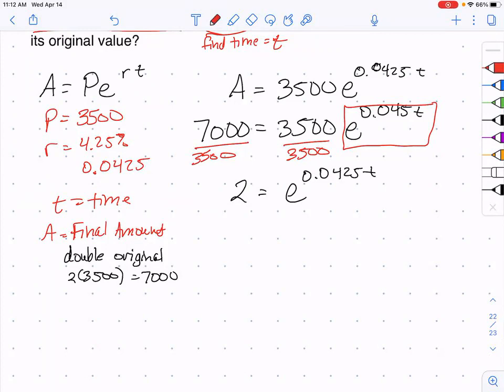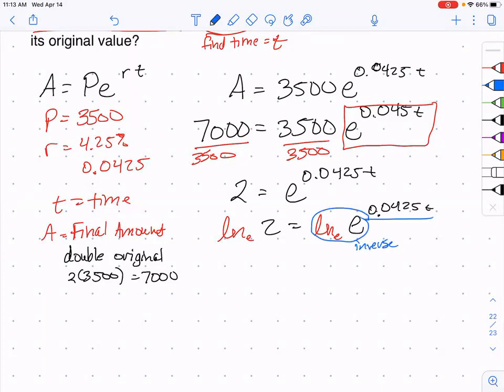Natural log, because our base that's already in the problem is e. So natural log of 2 equals natural log of e to the power 0.0425t. If you will write a little base e next to your natural log, just to remind yourself that it's log base e, and then write the expression e to this power, you will see how that inverse situation works. So what are we left with on that side?